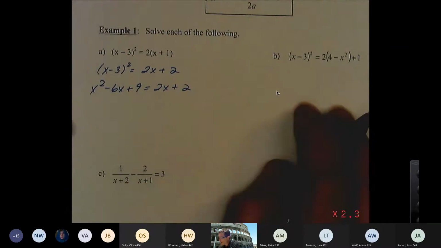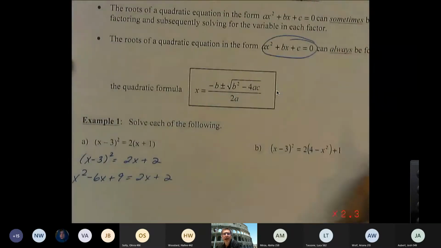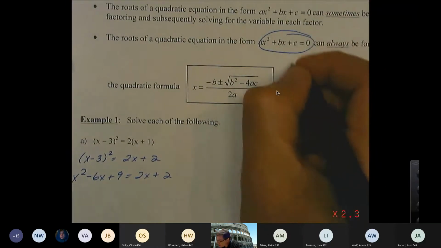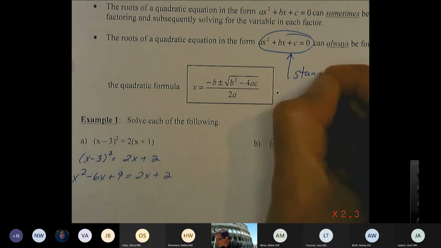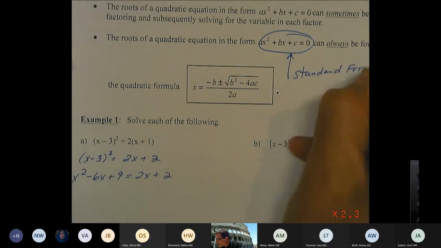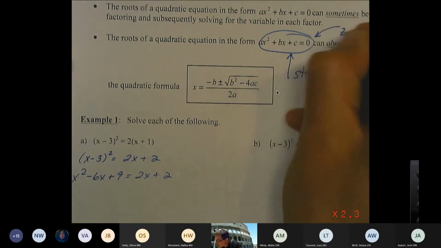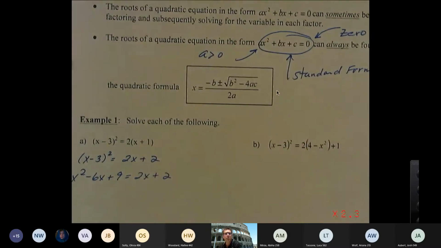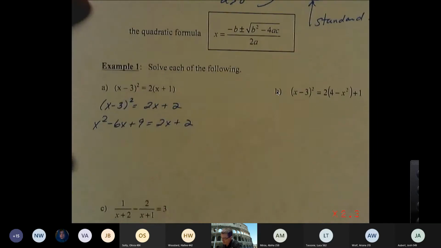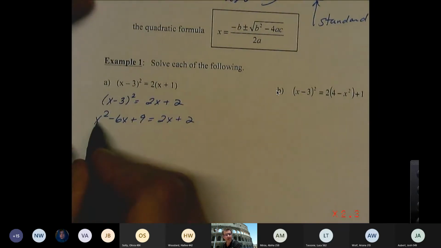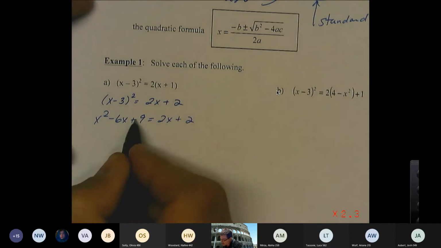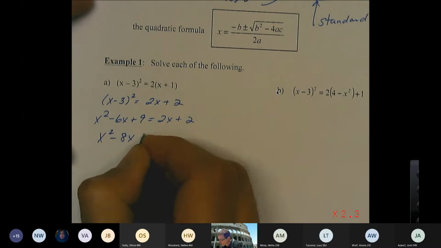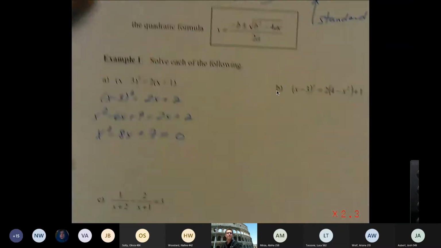Now remember, to do any of this, it has to be in ax squared plus bx plus c equals 0. It has to be in what's called standard form. And that means that it equals 0, and that the a value should be greater than 0, should be positive. So my x squared is positive, so I'm going to leave that alone. I got negative 6x. I'll bring this 2x over, so it's x squared minus 8x. I got 9, bring the 2 over, so that'll be plus 7 equals 0.